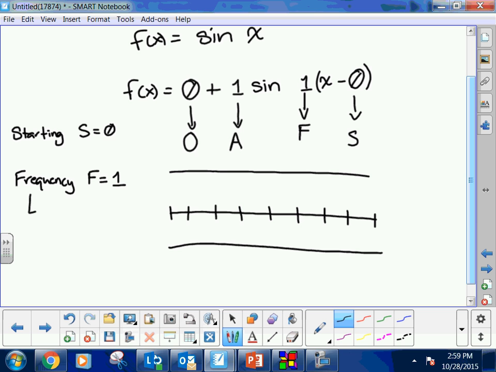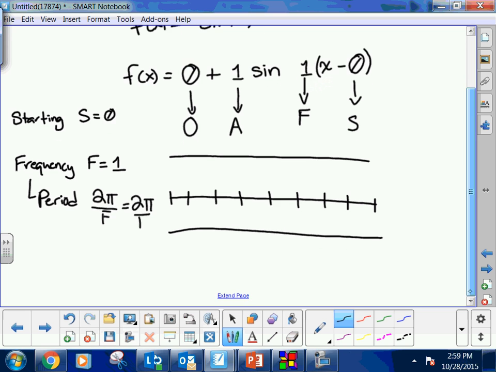To identify the period, you have to recognize that the sine function rotates a complete cycle at 2 pi, which means that you're going to use the equation 2 pi over f. It's easy to remember the 2 pi, but when you think about period, now you're going to do 2 pi over f. Now the f is 1, which means that it's really just 2 pi, but I'll go ahead and write it out for you. 2 pi over 1, and from here, we'll have 2 pi as my period.